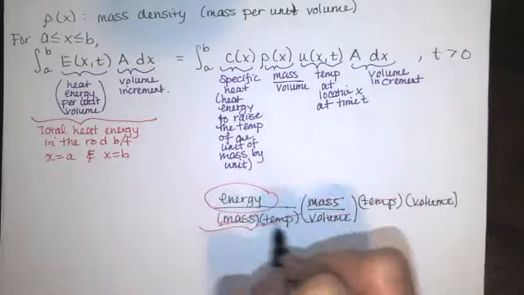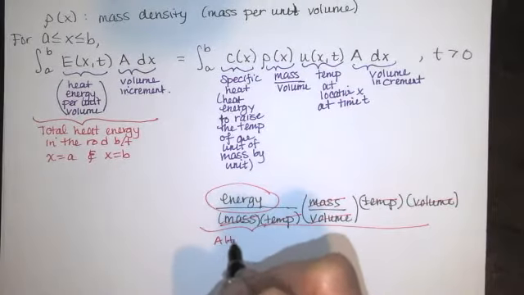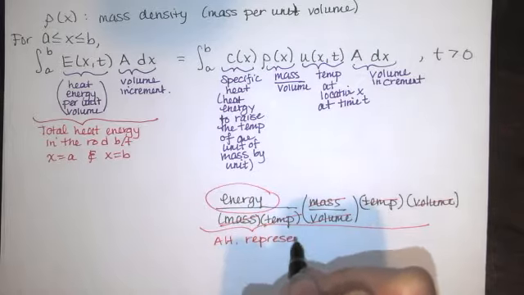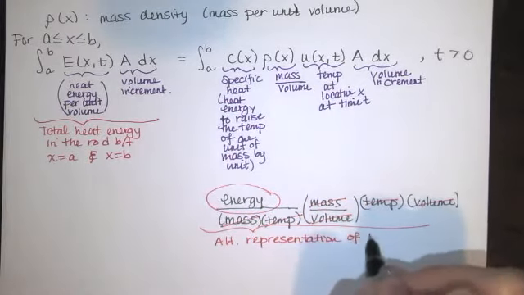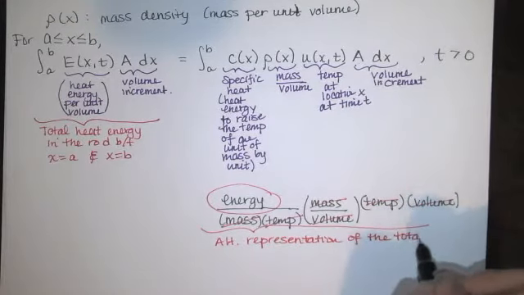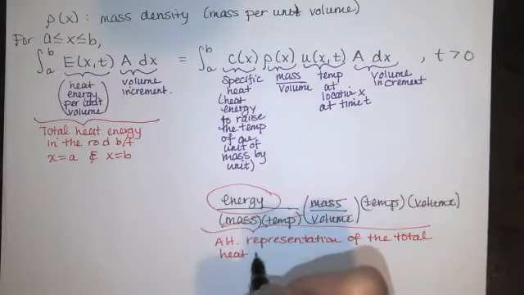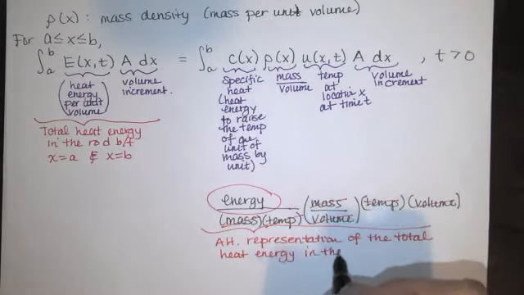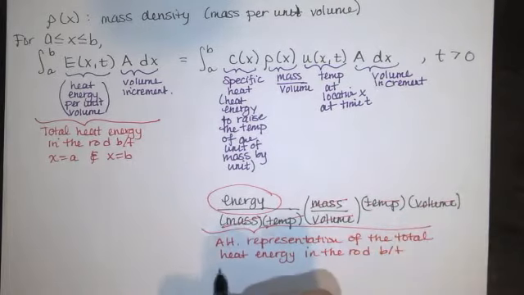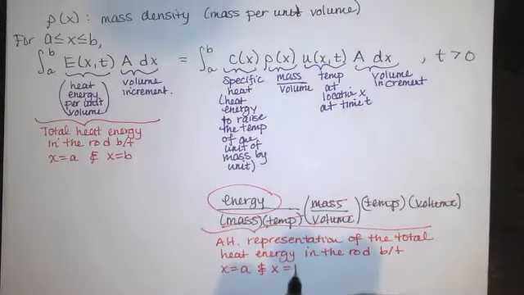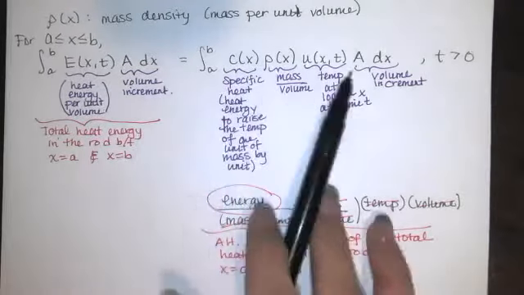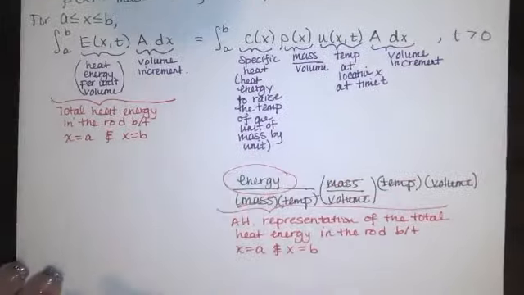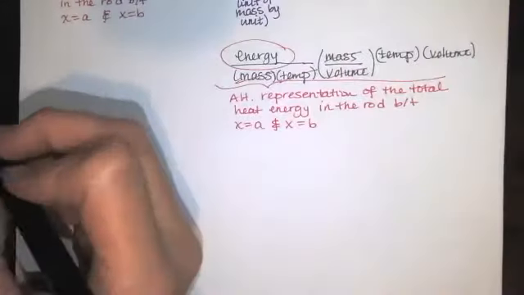So this right-hand side is an alternate representation of the total heat energy in the rod between x equals A and x equals B. But x equals A and x equals B could be any values between 0 and L. If A and B are arbitrary, then we're going to have that this is equal to this all the time. And of course, A is just a constant, so we could divide it out. So we must have this.